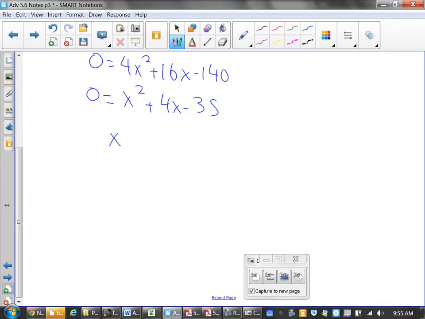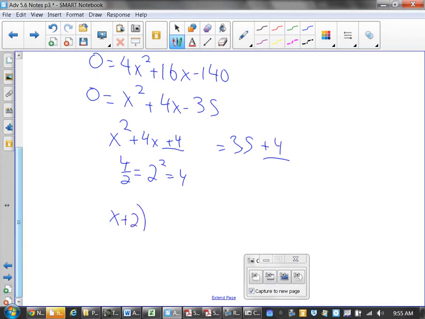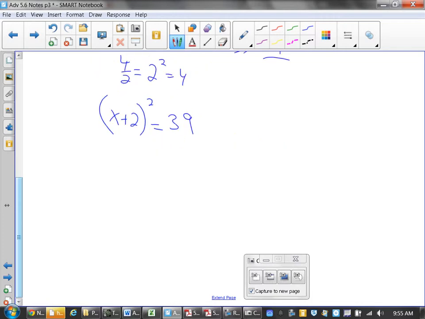So let's do that. We have x squared plus 4x blank equals 35 blank. Half of 4, well that's easy. 2, square it. That's 4. So our terms here are going to be x plus 2 quantity squared is 39. When I solve that out, I get x is going to equal negative 2 plus or minus the square root of 39.